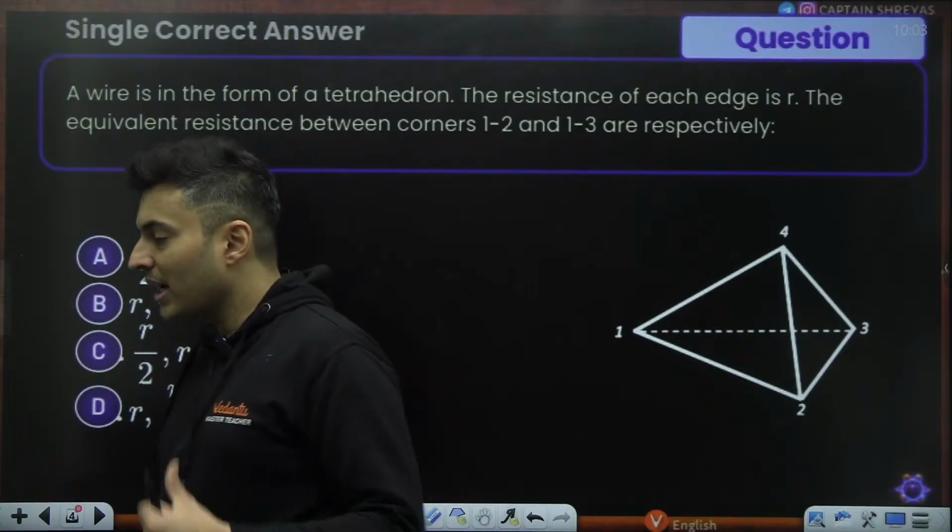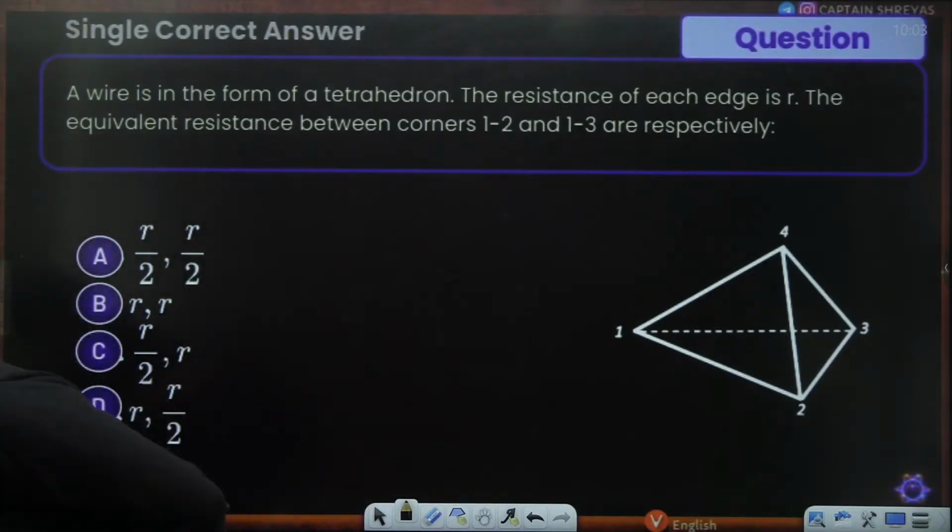First things first, you can directly eliminate a few options. Can you guys quickly think and tell me which options you can eliminate directly?